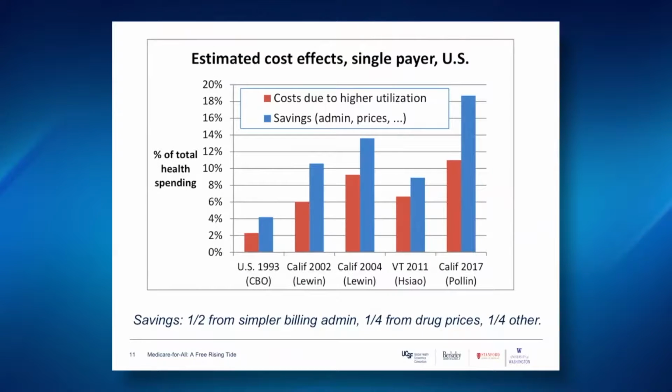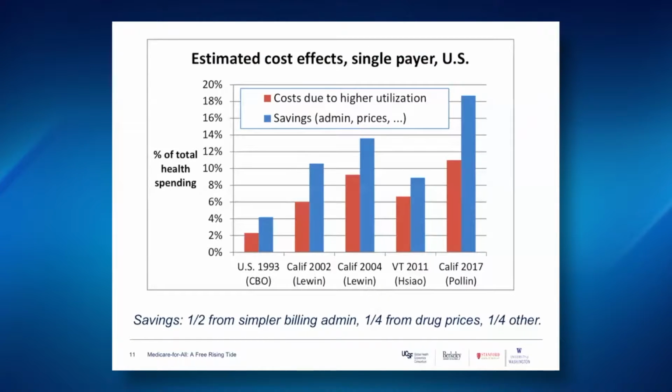There have been a number of economic studies estimating what it would cost to provide single payer in the United States. Several of these are in the United States, and this is a sample. On the vertical axis, we have the percent of total health spending, and down below we have the different studies starting in 1993. The red bar shows the increase in costs due to higher utilization. Not surprisingly, for each analysis, with an estimate of increased coverage, utilization goes up, and the amount that utilization goes up increases over time as our insurance becomes less and less complete.